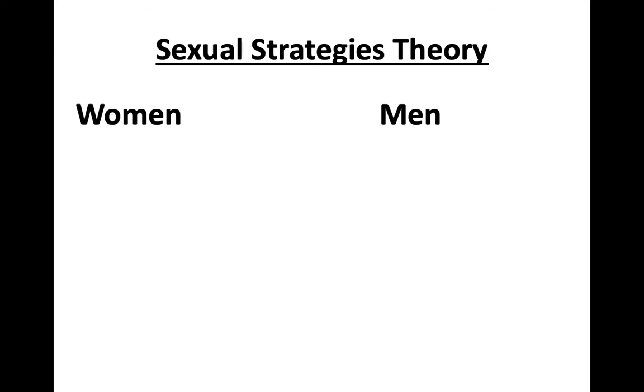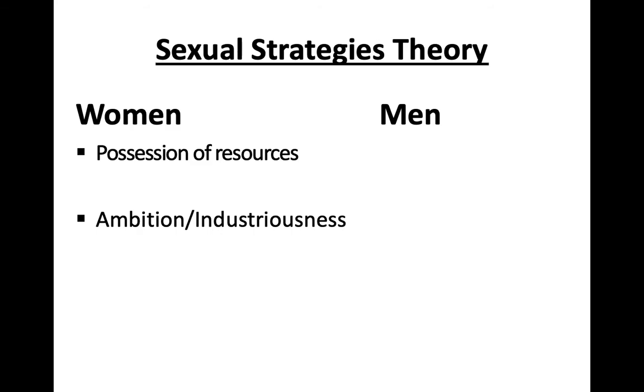Okay. So this has led psychologists to propose that when it comes to choosing sexual partners, men and women value different things. So women should value possession of resources, ambition and industriousness, as well as commitment. Okay, so when it comes to who women are looking for in a partner, it would be any characteristics that signal the ability to take care of her child or offspring.